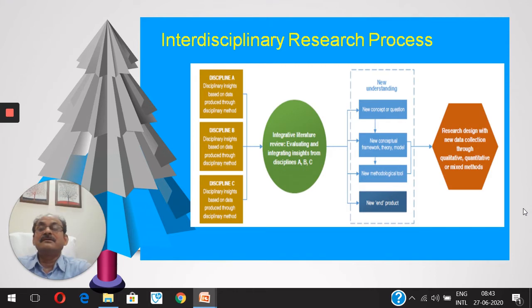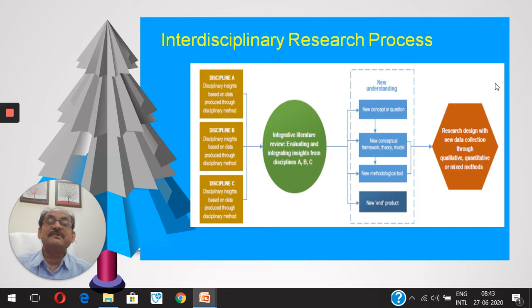Next, I see again the interdisciplinary research process. In the interdisciplinary process there are three different areas: discipline A, discipline B, discipline C. I quoted one thing here. What is written under discipline A? Disciplinary insight based on the data produced through disciplinary methods. Everything is given in the same way for discipline A, discipline B, and discipline C.